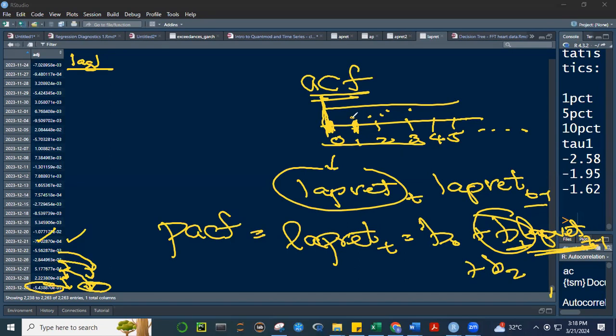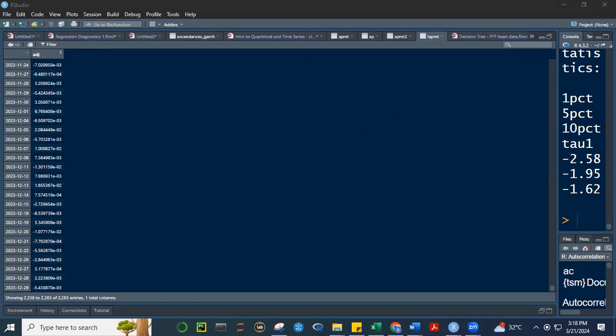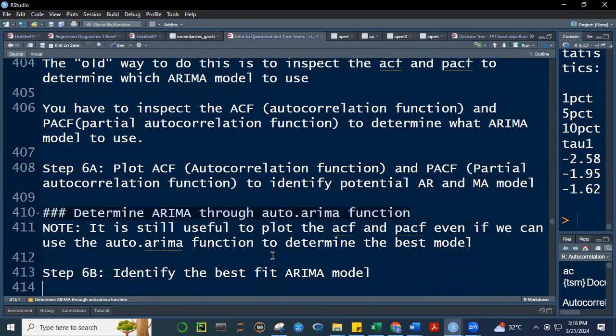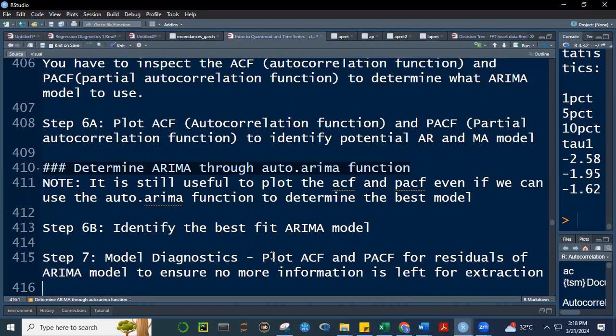Now what's the use of that, class? The ACF and the PACF allow us to determine what is the AR model, what is the ARIMA model for our time series. So this is where we are. We plot the ACF and the PACF to determine the potential AR and MA.